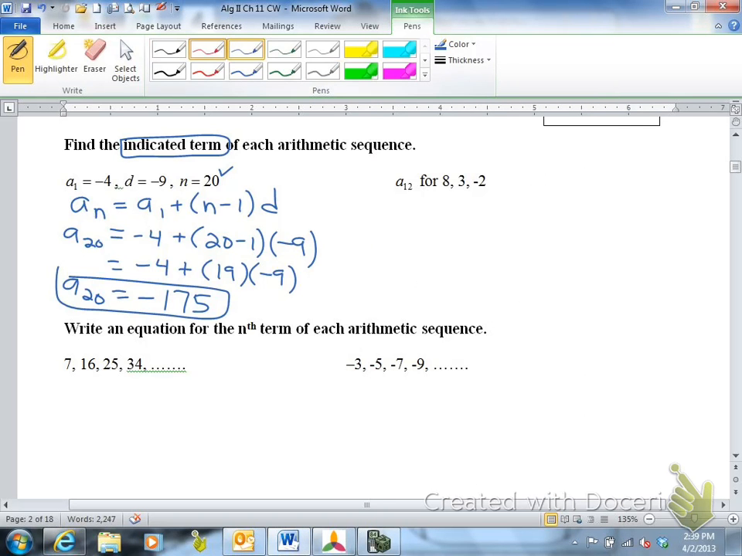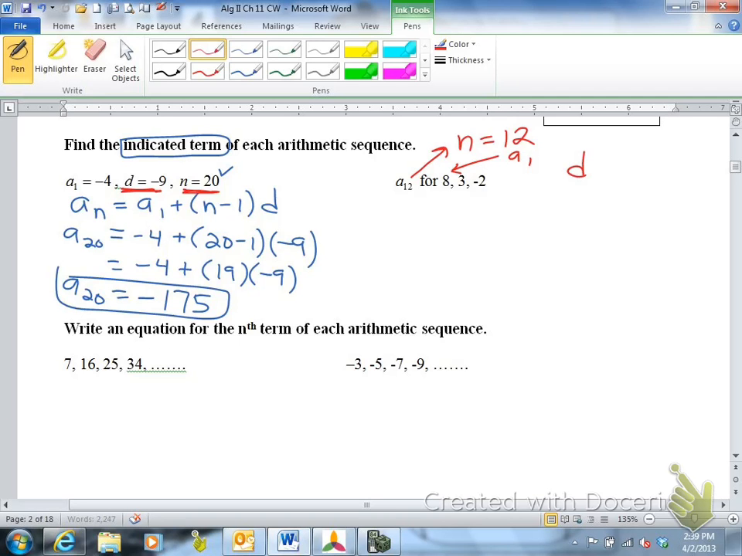On the next one, you're not told what D is. You have to figure out what D is. And you're not told what 20 is, or what n equals, but you should be able to figure it out. Notice you're looking for a sub 12. So this 12 tells you what n is. So n is 12. And your first term is really easy to figure out. That's whatever's first. A sub 1 is 8.